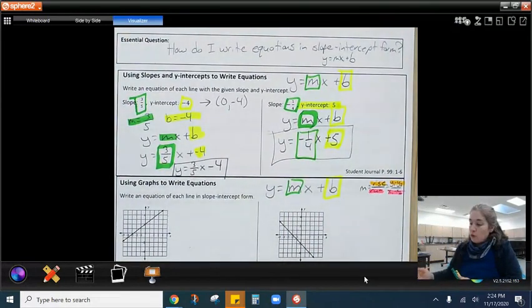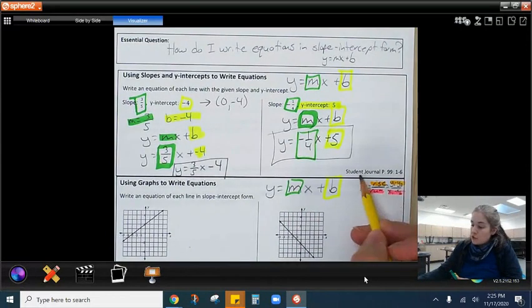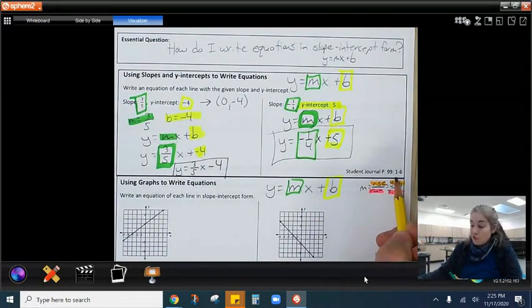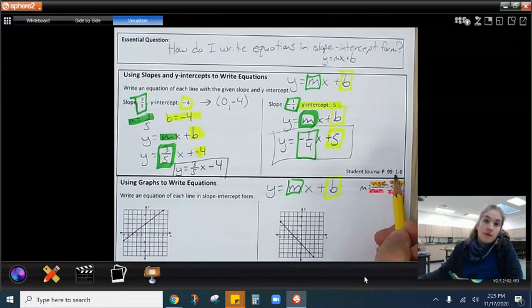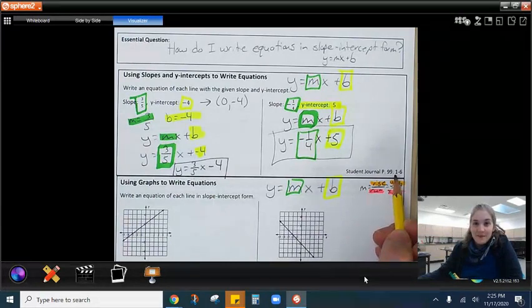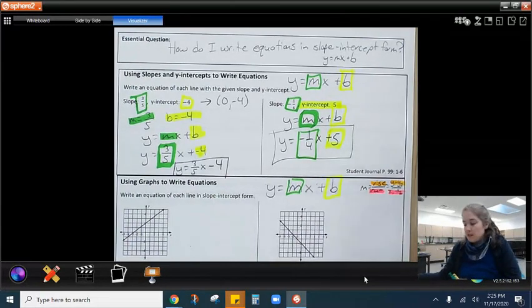All right, now that we know how to write those, there's actually some questions in the student journal on page 99, numbers 1 through 6. I would try a couple of those out. So pause the video now, try a couple out, see how you're feeling about it. We're also going to do a couple during our meets.